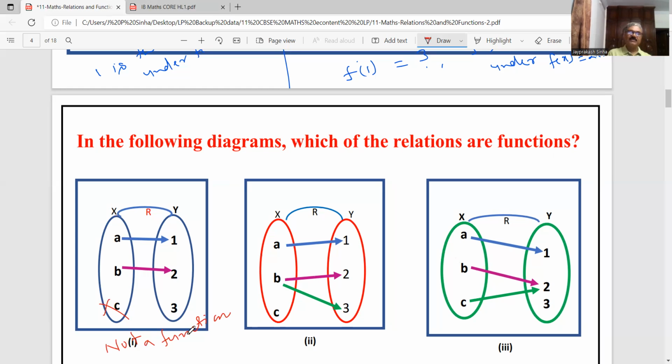Correct? So this is not a function. Now we'll come to C, the second option. See here. What is the image of A? 1. What is the image of B? 2. What is the image of B? 3. What is the image of C? There is no image in 3.